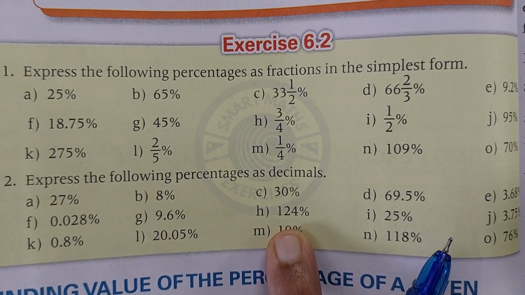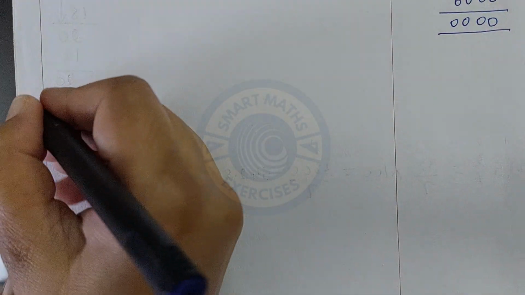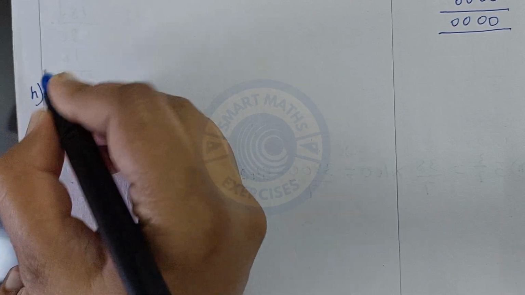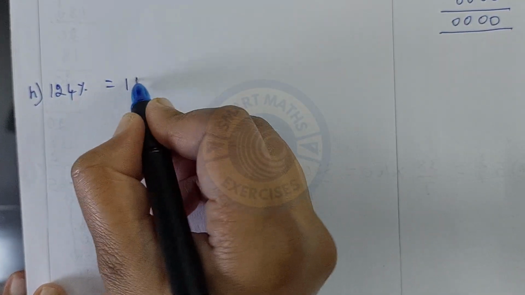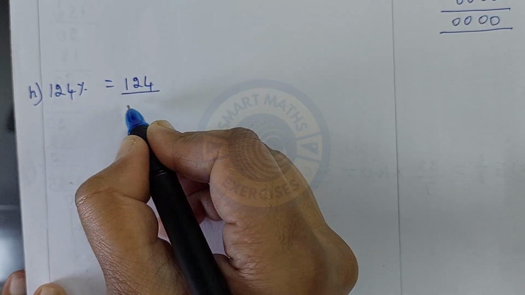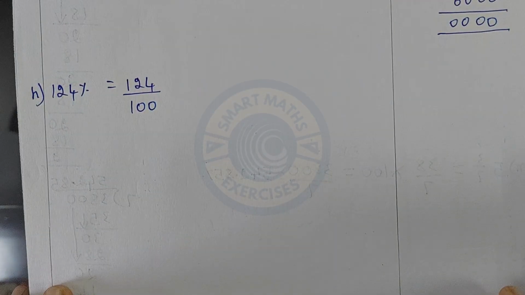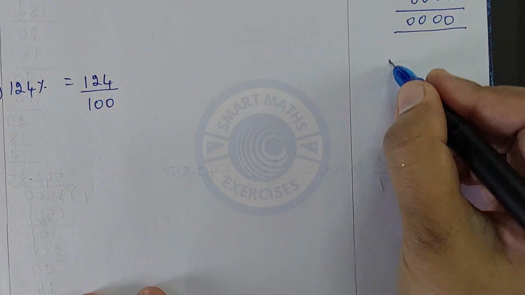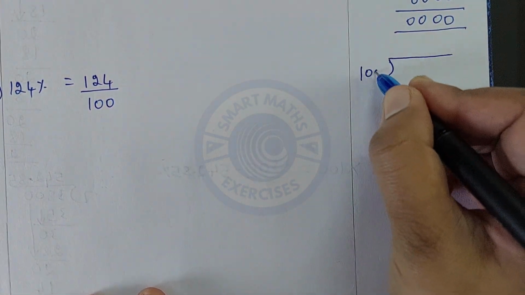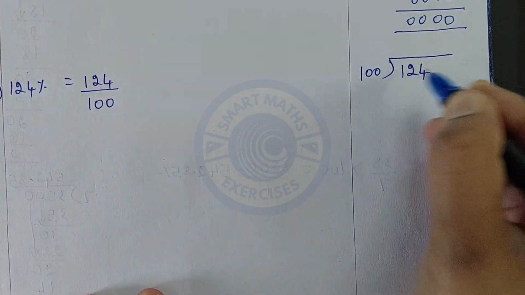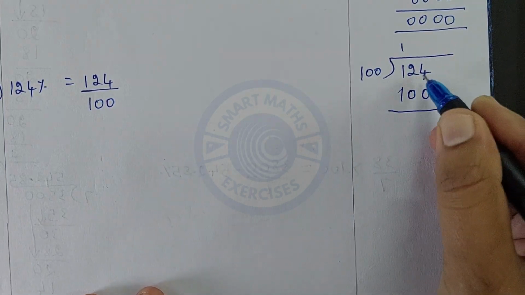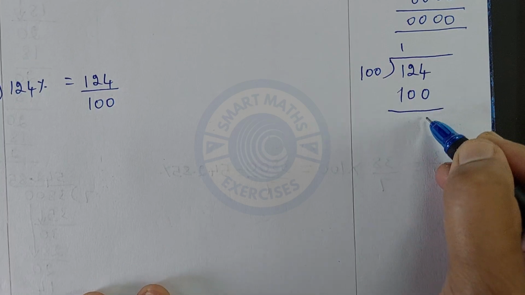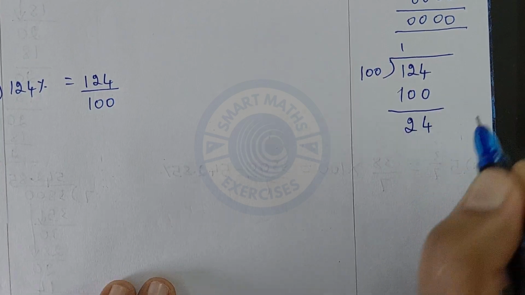Next question. H, 124%. Divide 124 with 100. 100 outside and 124 inside. 100 ones are 100. Subtract 124 and 100. We'll be left with 24.